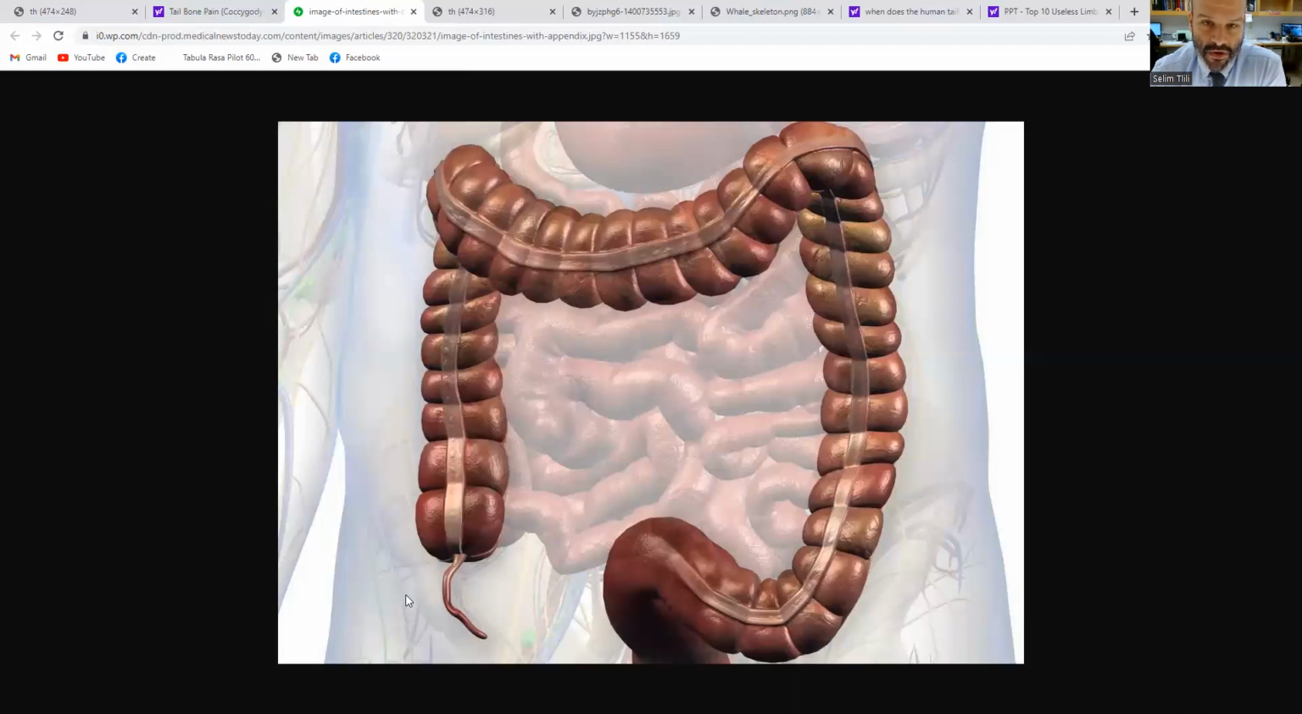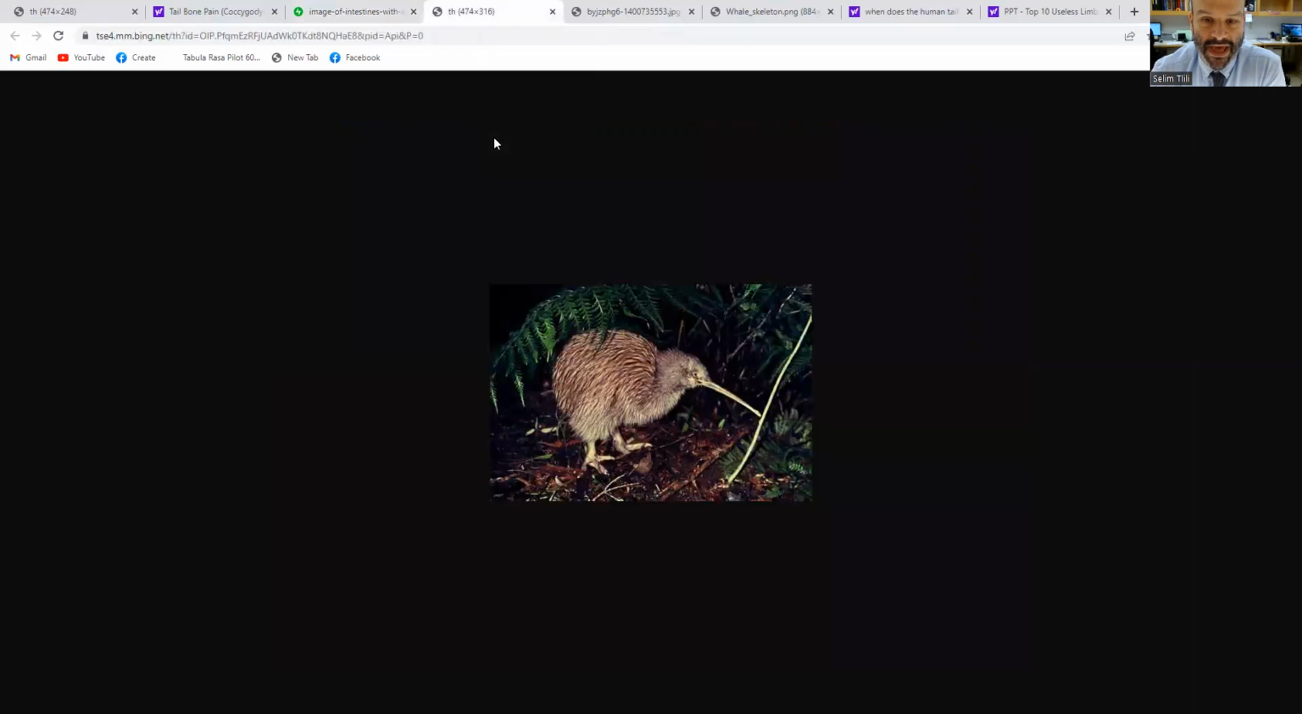Vestigial structures are not only found in humans, although we tend to be mostly interested in the human vestigial structures. We also can see them in other animals. An interesting animal to look at is the Kiwi bird. This is a bird that is found in New Zealand. And as you can see, it is a flightless bird.